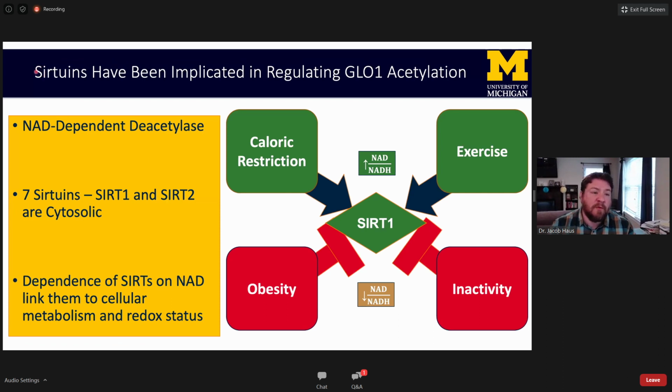And so if we're thinking about acetylation, we have to turn to sirtuins. Sirtuins have actually been implicated in regulating GLO1 acetylation in proteomic studies. Some proteomic studies have identified a GLO1 residue that is acetylated. And so we capitalized on this idea as well as our own data from human skeletal muscle, with the idea that, of course, exercise and caloric restriction would modulate SIRT, whereas inactivity and obesity would perturb the redox state that then downregulates SIRT2 and 1.